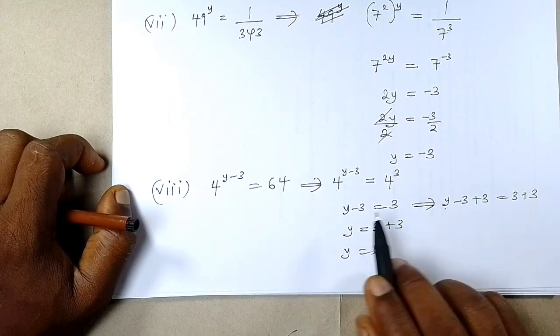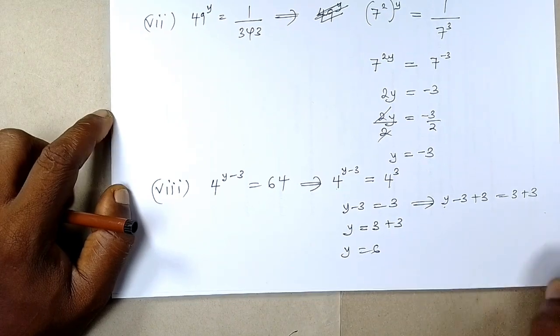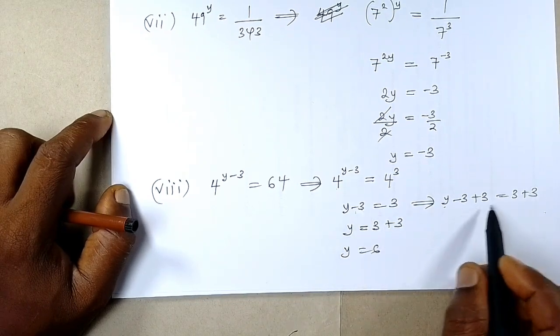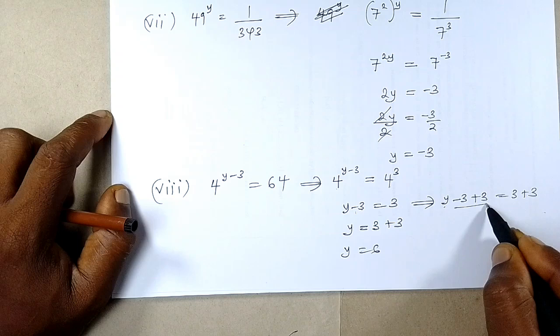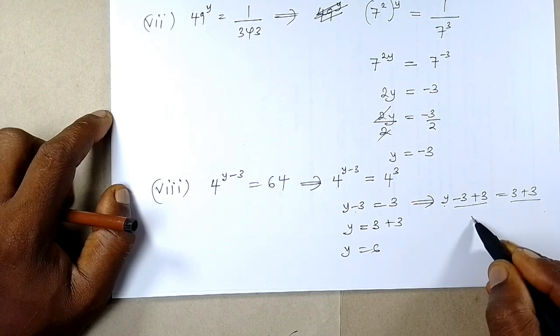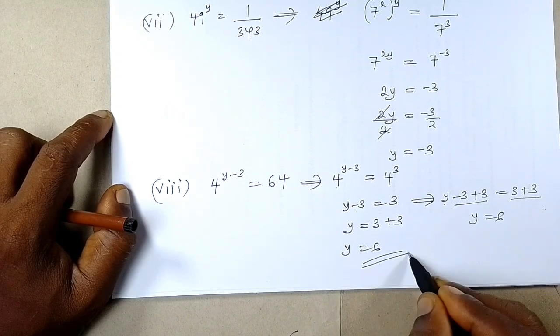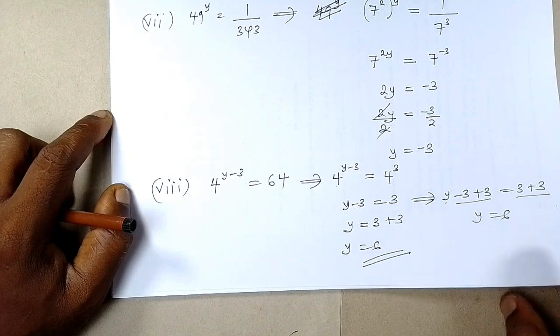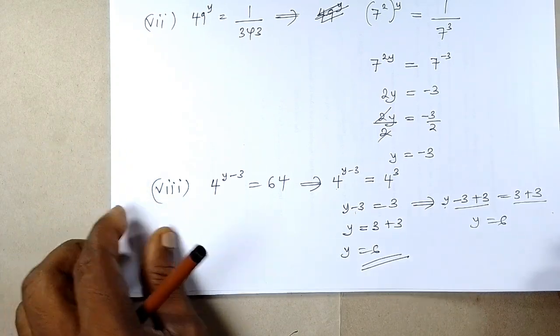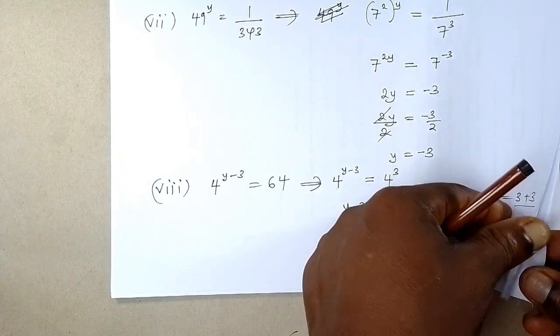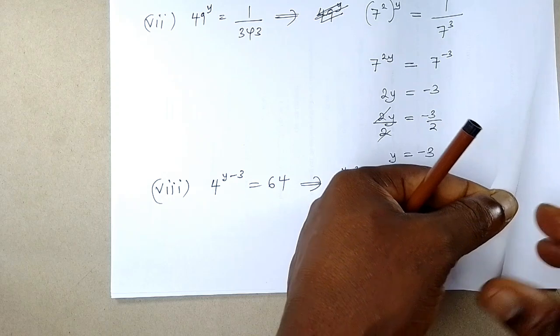It is y I want. I don't want y minus 3. So if you want to eliminate minus 3 from this side, you have to add 3 to both sides. And that would mean this gives you 0 and this gives you 6. So y is equal to 6. That will be the solution to that index equation. Now, the next problem I have is problem number 9. Let's go to problem number 9, guys.